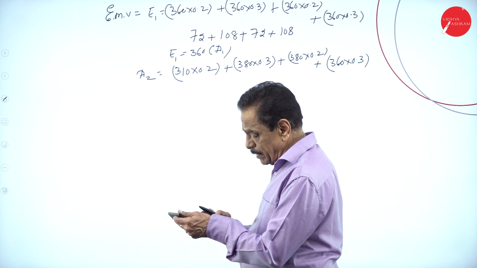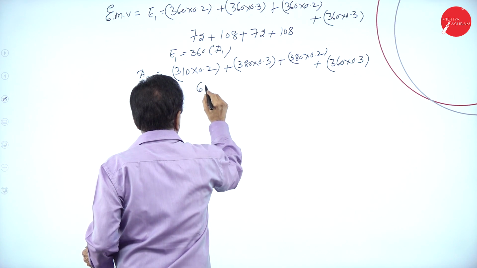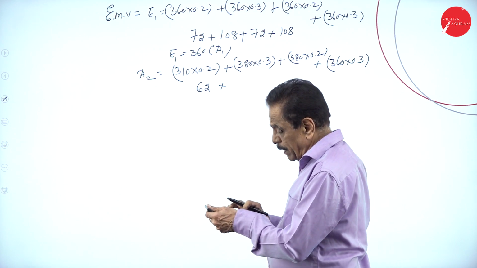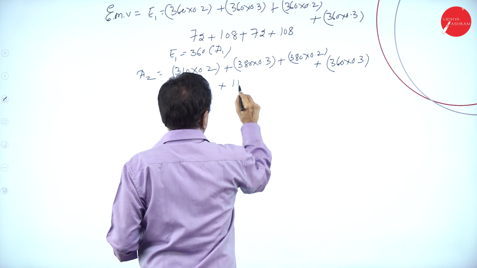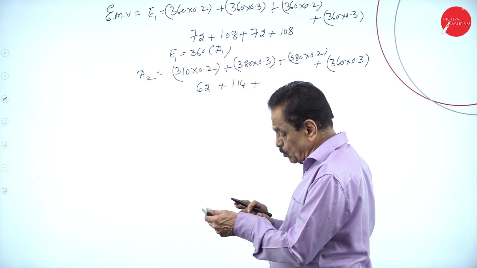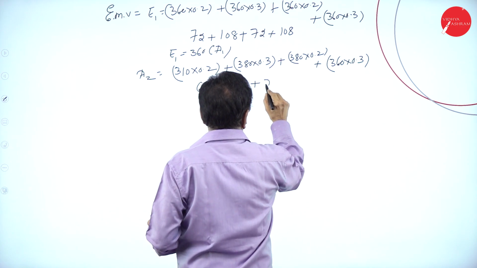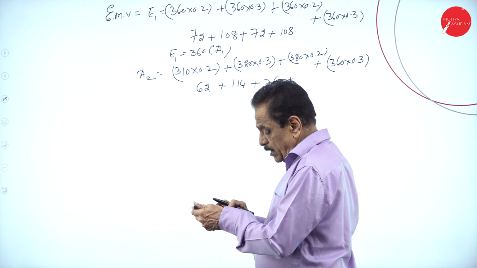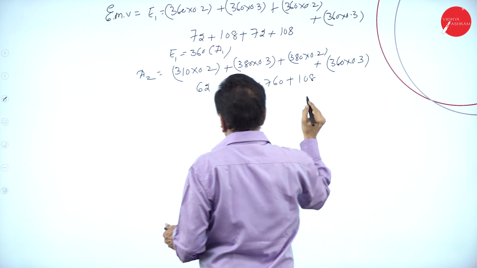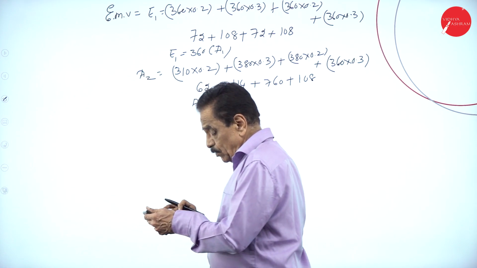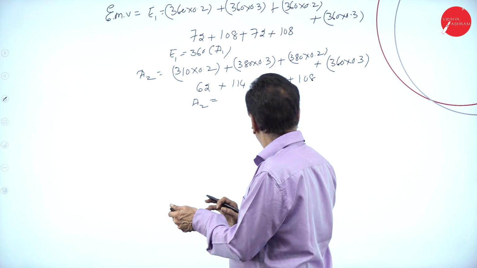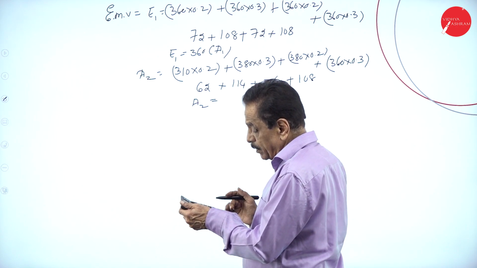310 into 0.2, 62. 380 into 0.3, 114. 380 into 0.2, 76. Plus 360 into 0.3, 108. Add the figures: 62 plus 114 plus 76 plus 108, 360.